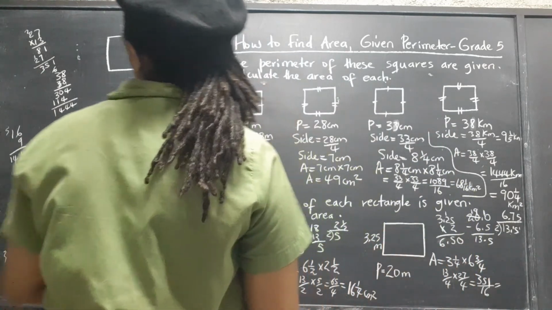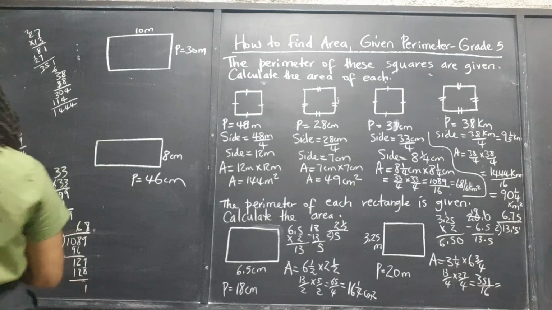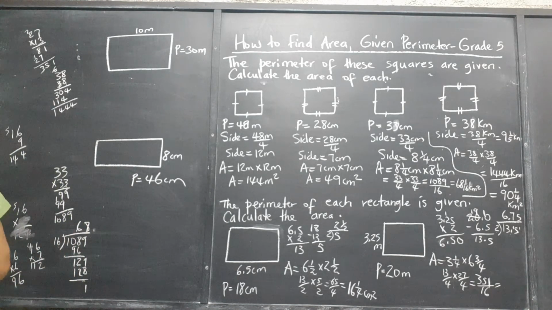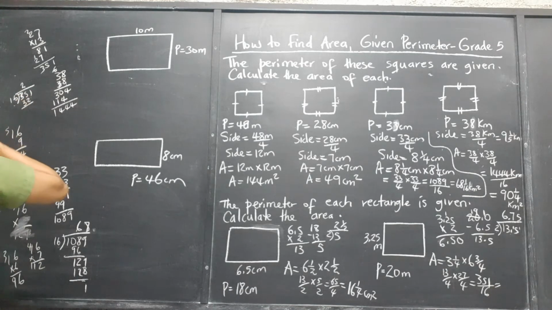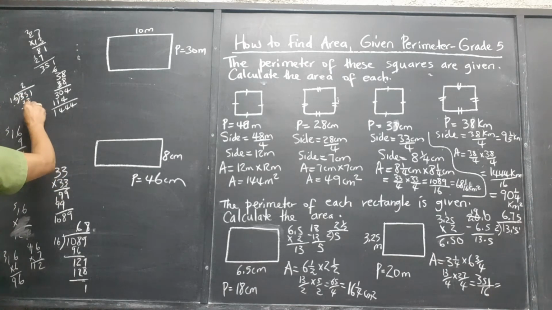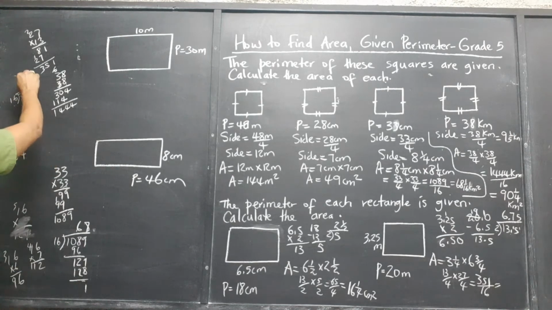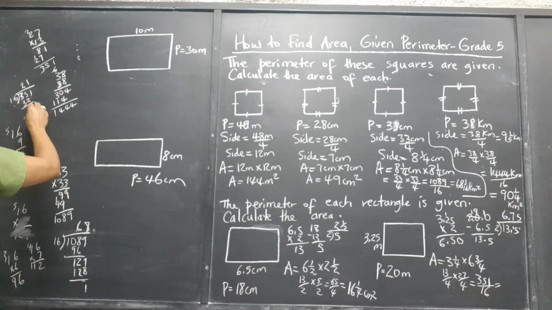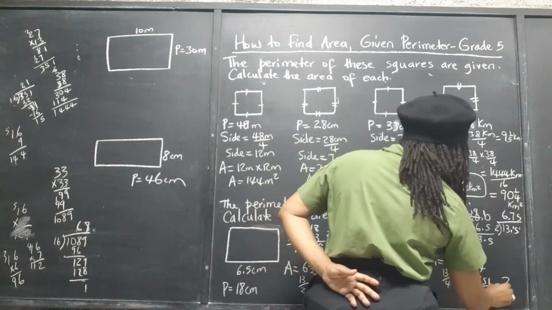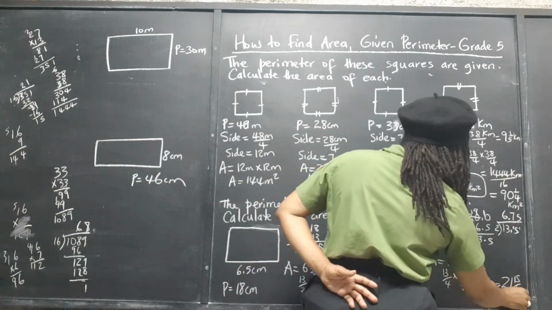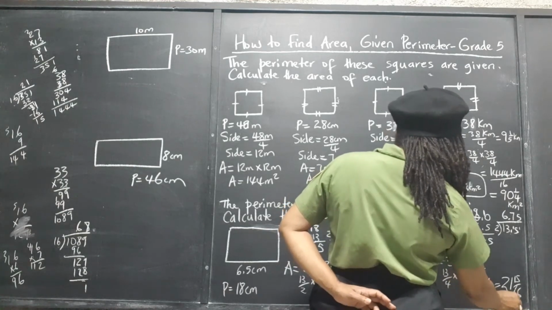Alright. So 351 divided by 16. 16 into 35, that goes 2 times. 2 times 16 is 32, so we have 31, and that's 1 time, remainder 15. So it's 21 and 15/16. And that is in meters squared.